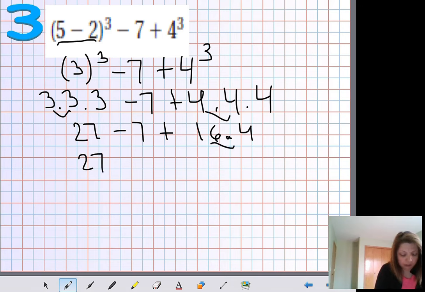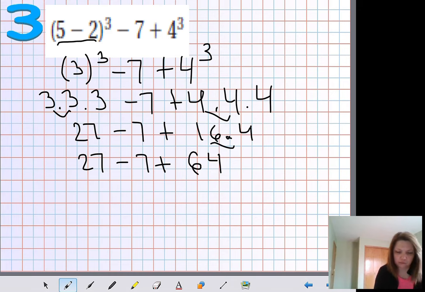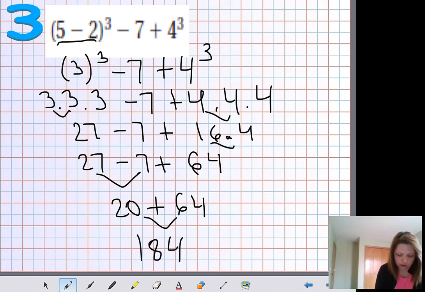Okay, so 16 times 4, we have to multiply those two. Please make sure you copy the rest of it. 27 minus 7 plus 16 times 4 is 64. Correct? 10 times 4 is 40. 6 times 4 is 24. When we add those, we get 64. 27 minus 7 will be 20, plus 64. So the final answer, 84, is the answer for this example.